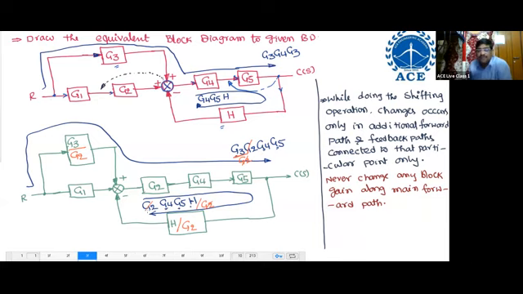Like this, you have to find the equivalent block diagram. Before shifting and after shifting, the path gain should be the same. So like this, you have to identify the equivalent block diagram. Okay? I hope you understood. You practice so that you will get it again. Okay?